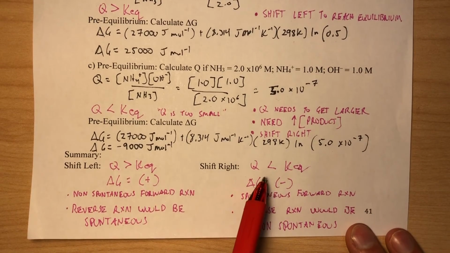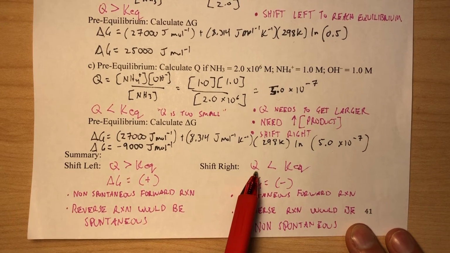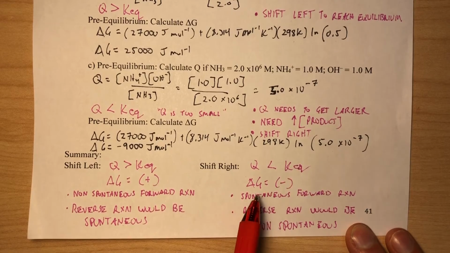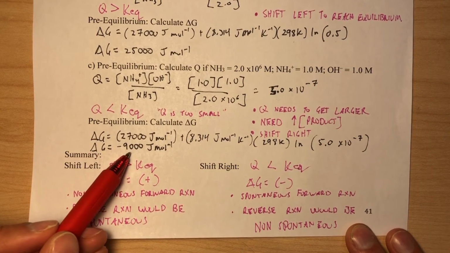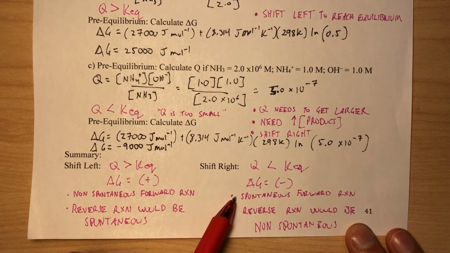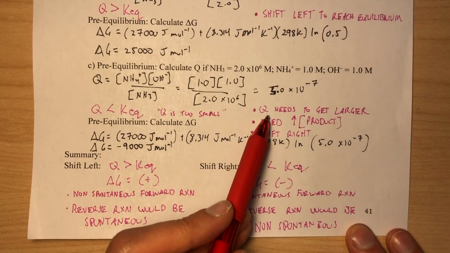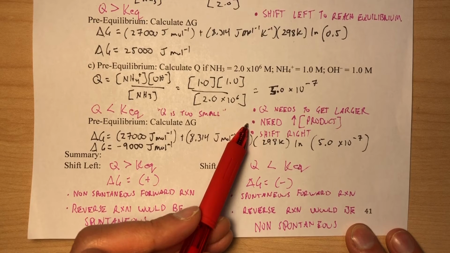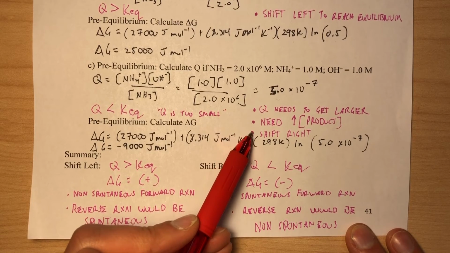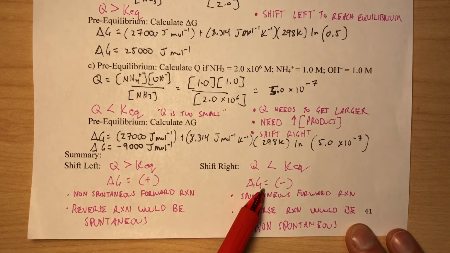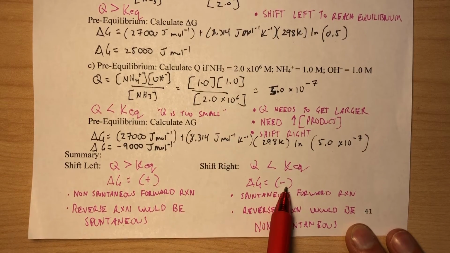To shift right, this is a situation like in part C where Q is less than K. In that situation, we calculated delta G and it was negative 9,000. That should make sense. So we have a Q which needs to get larger when Q is less than K, which results in an increase in product concentration and a shift to the right. That means that the forward reaction gets a negative delta G.